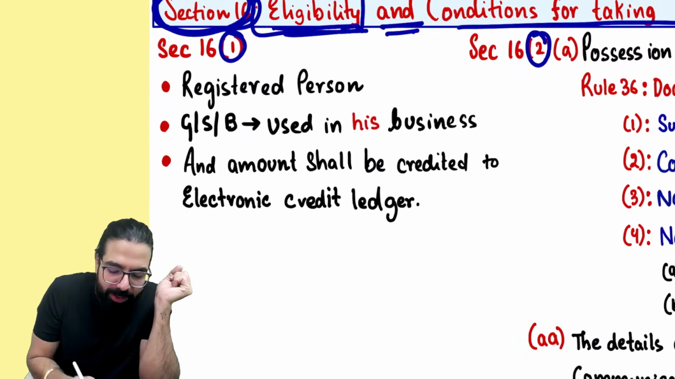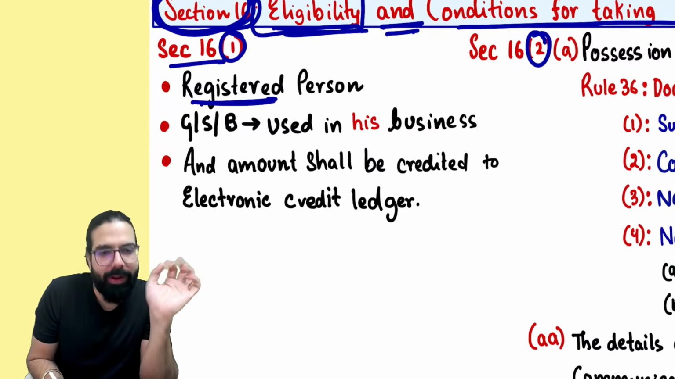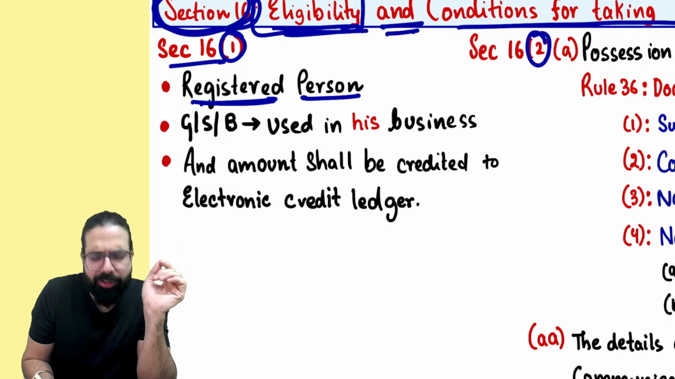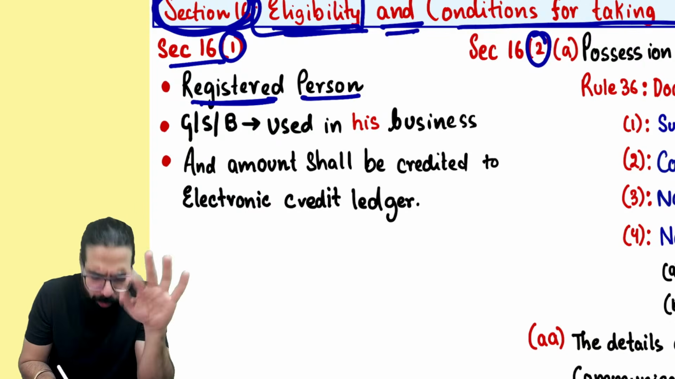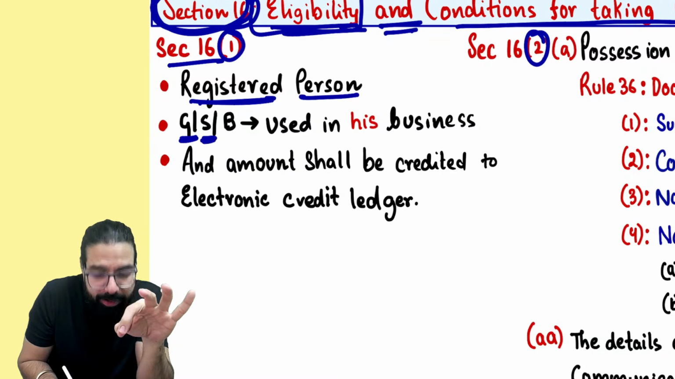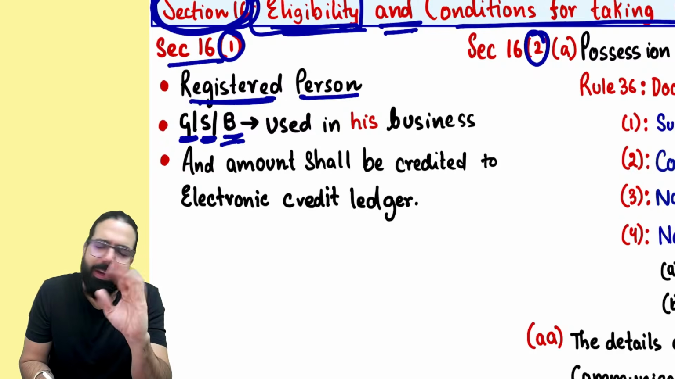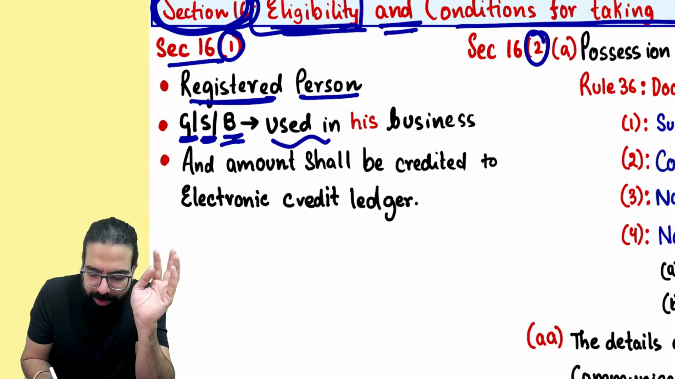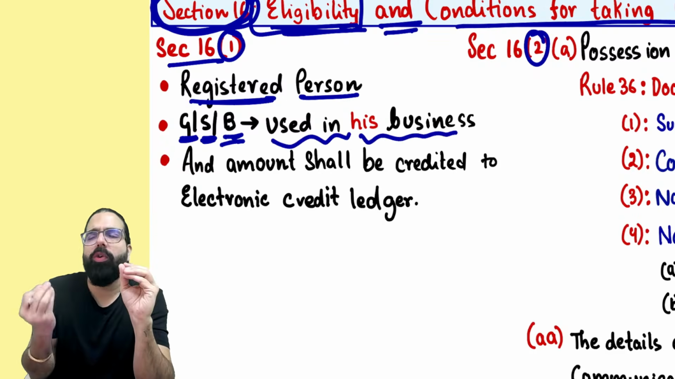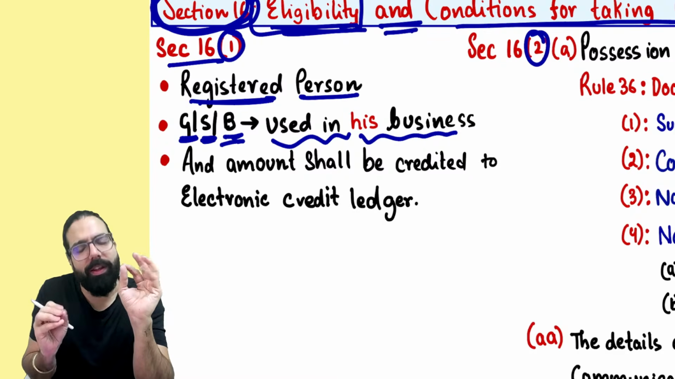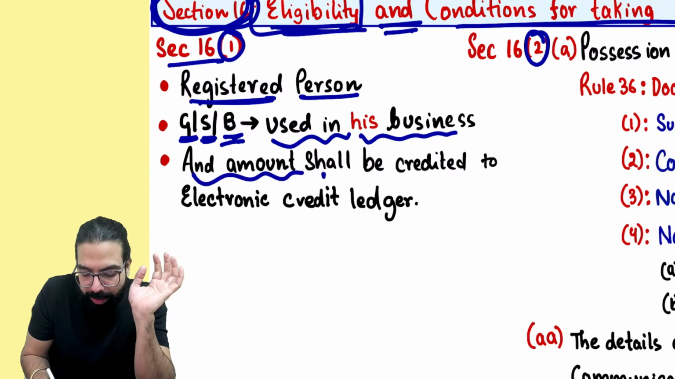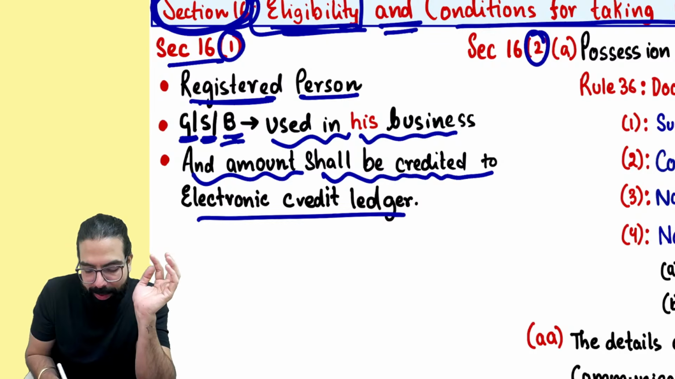Section number 16.1 says, if you are a registered person, you are eligible. Of what is he eligible? Of whatever goods he buys, whatever services he takes, or a combination of goods and services he buys, he can take the credit which he has used in his business. So whether I buy goods or services, I can take the credit of the amount, and the amount shall be credited to my e-credit ledger.